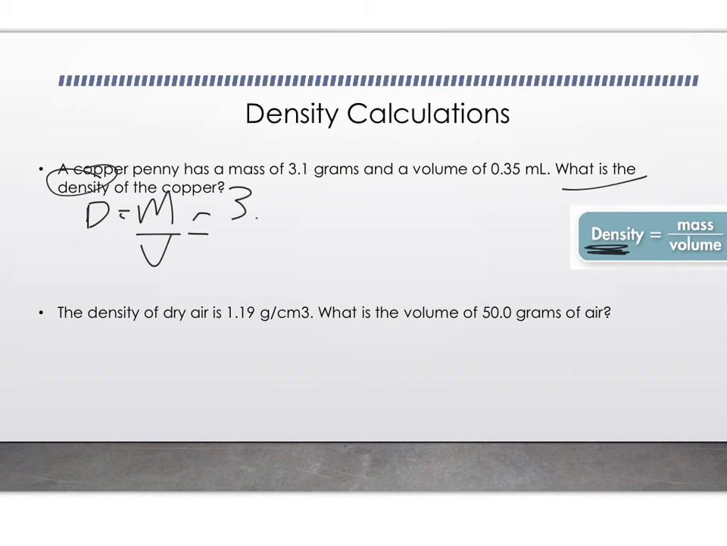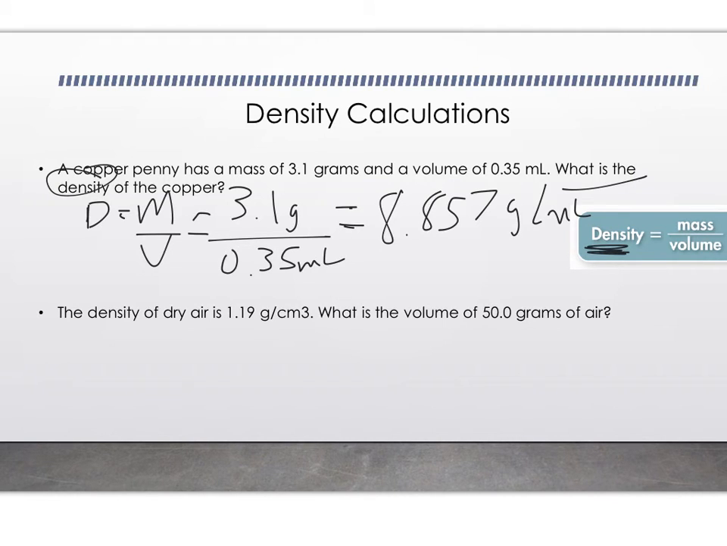Well, there's a mass of 3.1 grams and a volume of 0.35 milliliters. If you plug that into a calculator, 3.1 divided by 0.35, you get 8.857, that is grams per milliliter for the unit. And I need to make sure I round to the correct number of significant figures. There are 2 sig figs in the value 3.1. There are also 2 sig figs in the 0.35 because that 0 is non-significant. So I need to round my answer to 2 sig figs because it's dependent on the least amount. The 5 would make the 8 round up. So my final answer is 8.9 grams per milliliter.